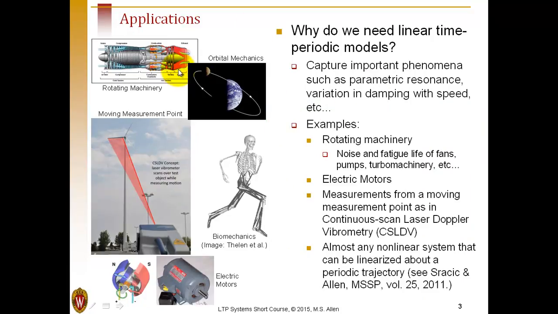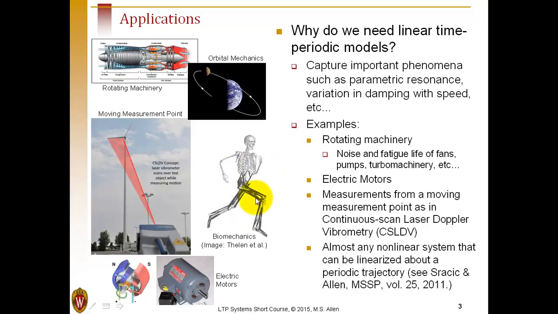Other examples of nonlinear systems: orbital mechanics, satellites or moons traveling around planets, comets, things like that. Those gravitational fields are nonlinear, but if we linearize around the periodic orbit, we can understand interesting things about the system, such as how that orbit will evolve with time, whether the orbit is stable to a perturbation, and so on.